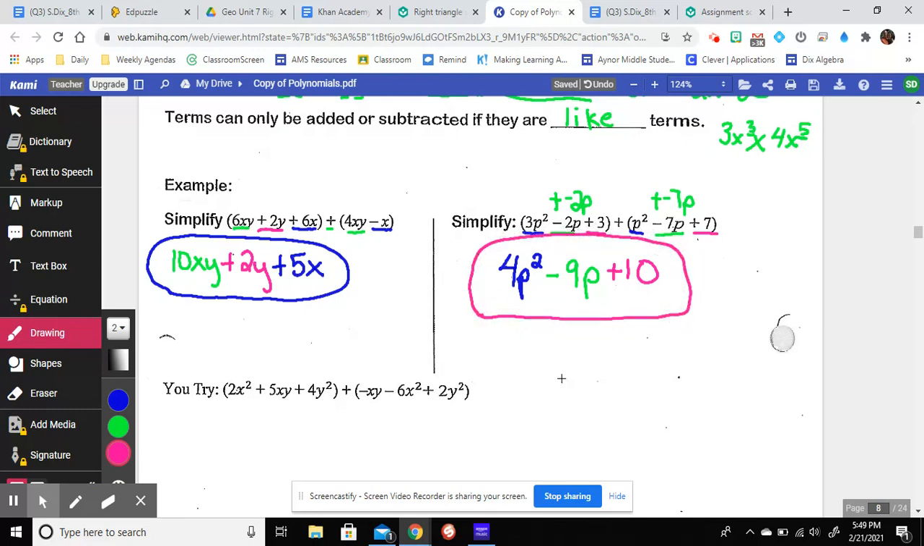Now, I want you to pause the video right now and do the you try on your own. Pause the video and see if you can do this problem on your own.